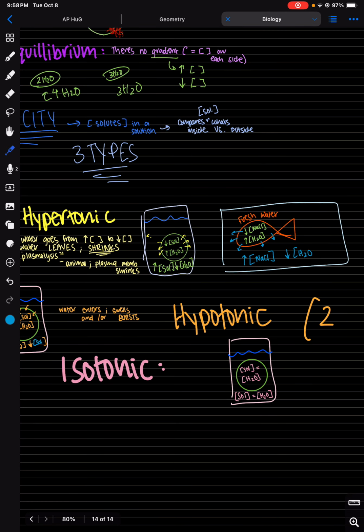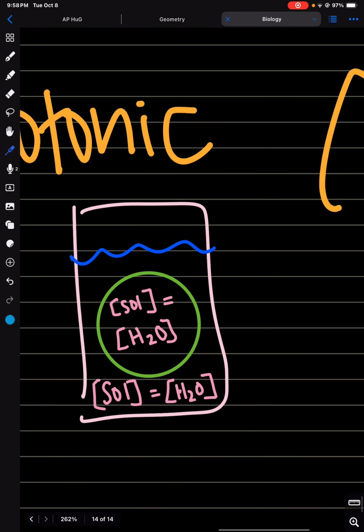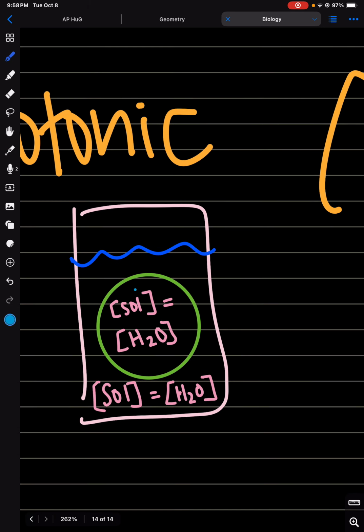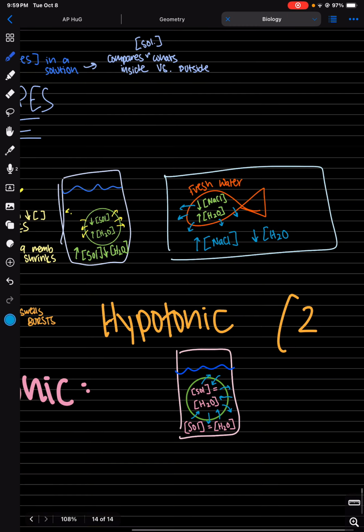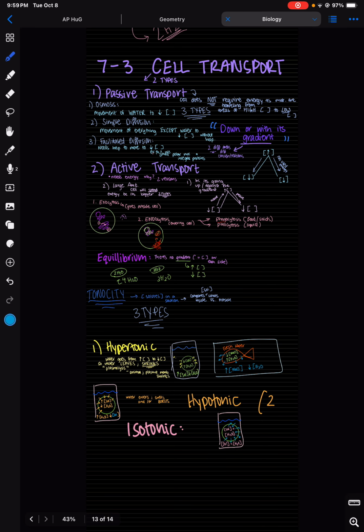Okay, the third type is called isotonic. It's when the concentration of solutes is the same as the concentration of water in both the cell and outside the cell. This is basically going to mean that this cell is going to lose water, but then the outside is also going to give it water. It's going to lose water, give it water. It's always going to stay equal. That's isotonic. It's honestly really simple. You just really have to memorize this stuff. Is there anything else I missed?